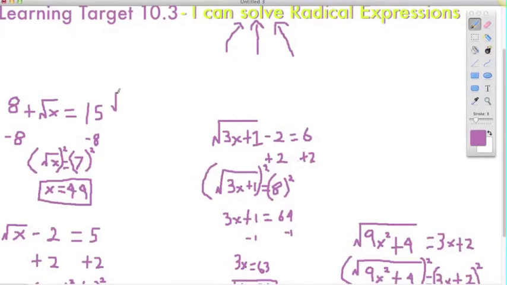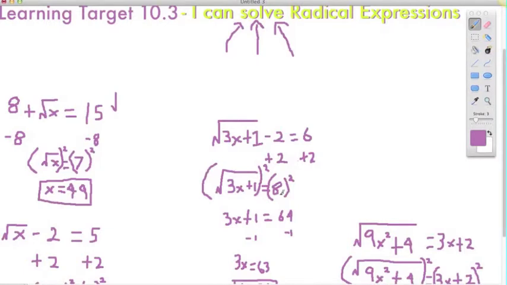Let's do this one right here. It says the square root of 3x plus 1, minus 2, equals 6. You're probably looking at this and saying, where do we start? Well, first, let's add 2 to both sides to get rid of the negative 2. So the square root of 3x plus 1 equals 8. We're not done there, because we have to see what x equals.